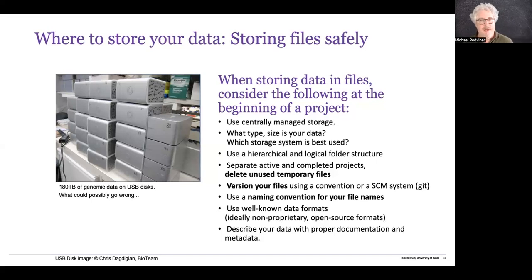So, version files using a file naming convention, or ideally, if appropriate, using something like Git. This is a much better solution, a much more flexible solution. And in general, use a naming convention for your file names. Ideally, one that all of your group or all of your collaborators use, so that some minimal information about what this data set is, where it originated from, is already stored in the file name.